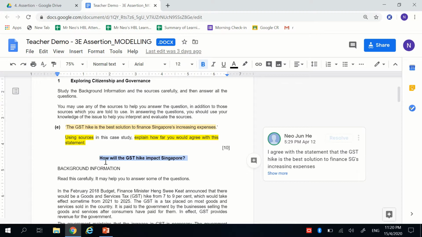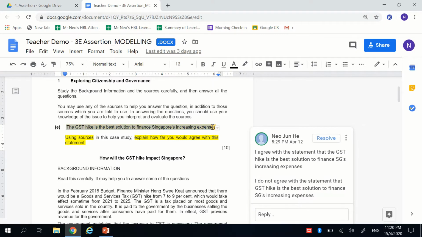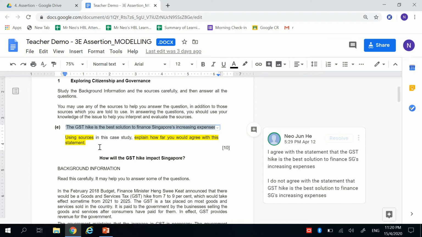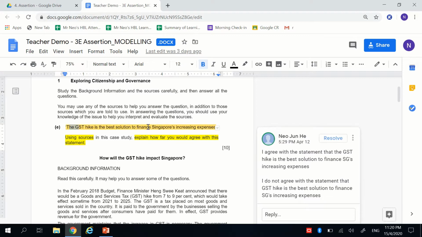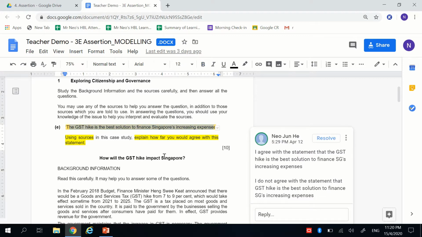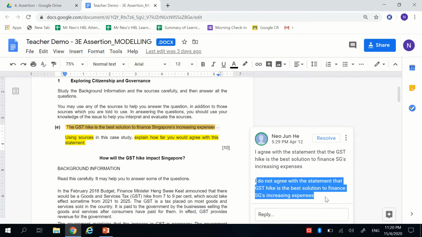So let's recap. This case study is on whether the GST hike will impact Singapore. And in the previous video, I just want to make a correction. When we get an assertion question, you will be handed a statement. In this instance, it is: the GST hike is the best solution to finance Singapore's increasing expenses. You are required to use the sources in the case study and explain how far you as an individual would agree with this statement. So from this given statement, you need to explore whether the sources with their supporting evidences land on the side of agreeing with the statement, or do they not agree with the statement?